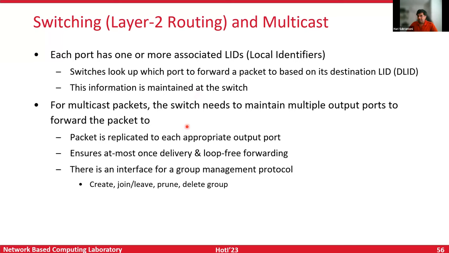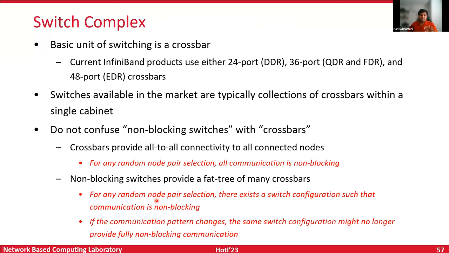So once the LIDs have been assigned, the switching tables will be populated by the OpenSM. And similarly, for multicast packets, you would create a multicast group table. While a unicast table says that a packet having this destination identifier should go through this egress port, a multicast packet would have a multicast group ID saying that a packet with this particular multicast group ID needs to be replicated through ports A, B, and C. Okay. And there are standard multicast group management protocols with create, join, leave, prune, et cetera. So all the multicast features happen inside a switch, and the switch is the basic unit in IB networking.